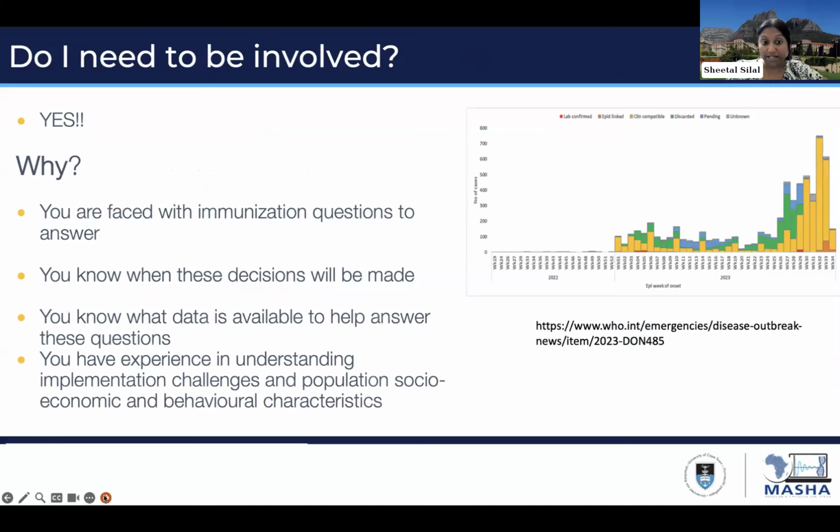Whether a NITAG is provided with a question like, should we introduce rubella vaccination, or should we have a measles supplementary immunization activity? You would be faced with such questions that need to be answered and would need to have some evidence provided in order to support a decision. You also would be armed with knowing when these decisions would be made. So perhaps a question is brought to a NITAG today, and the advice needs to be provided for an upcoming meeting of the EPI program in the Ministry of Health in 3 months' time.